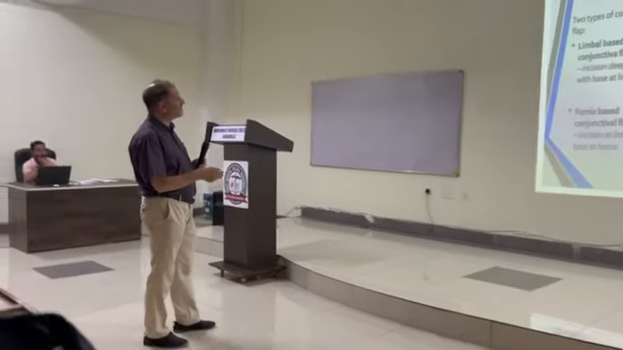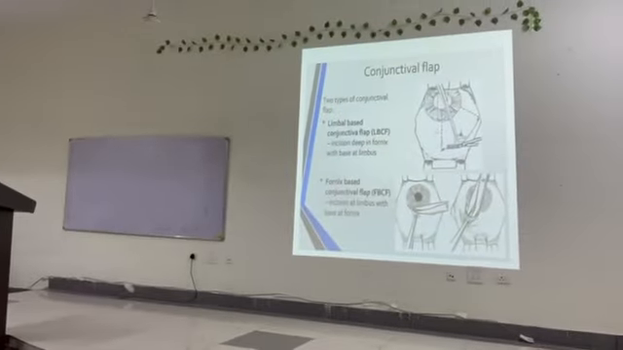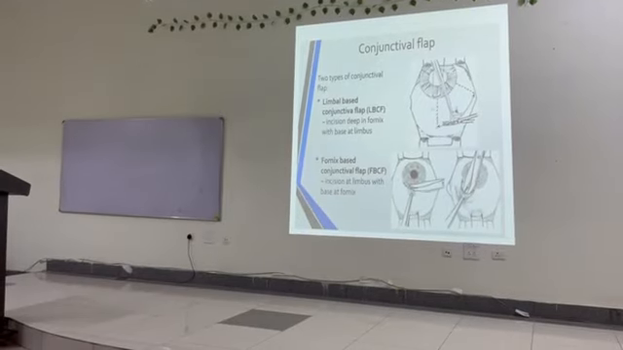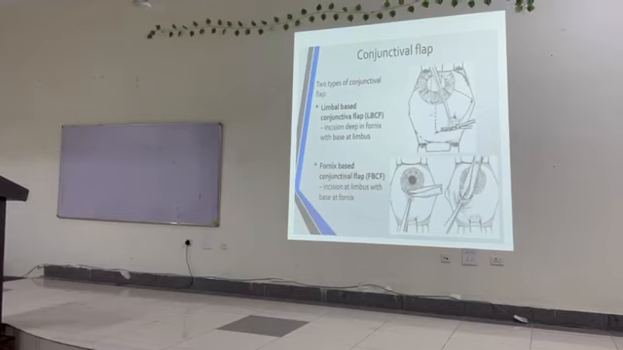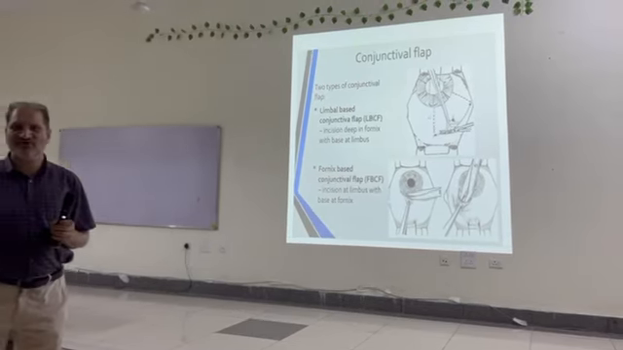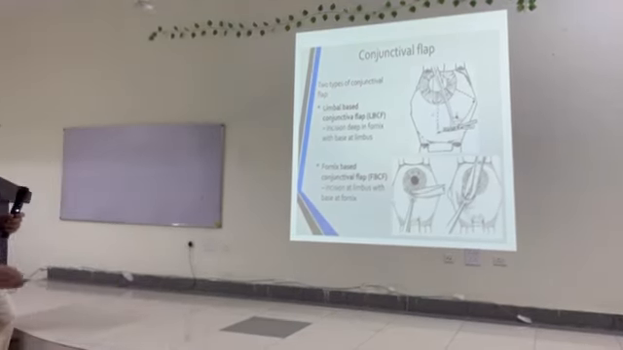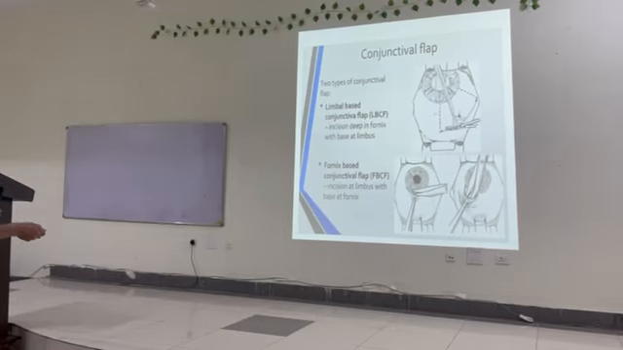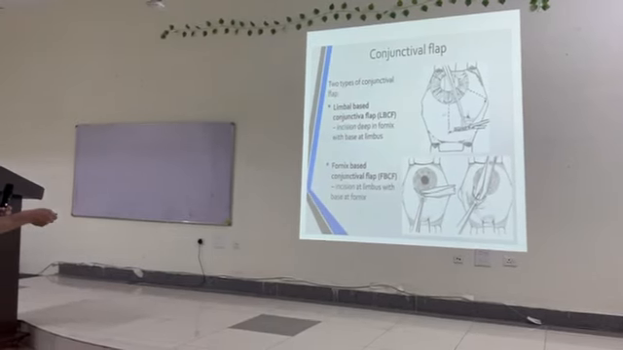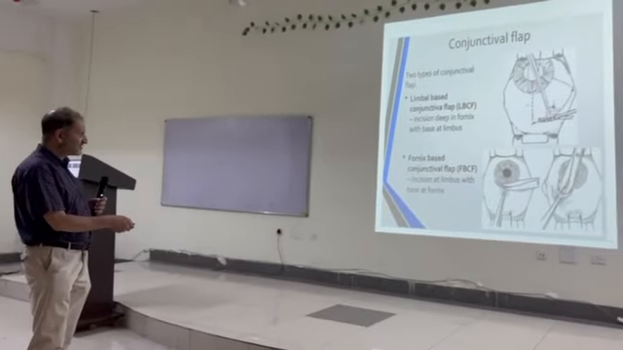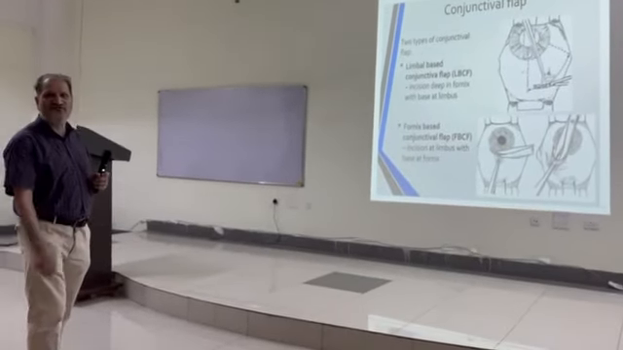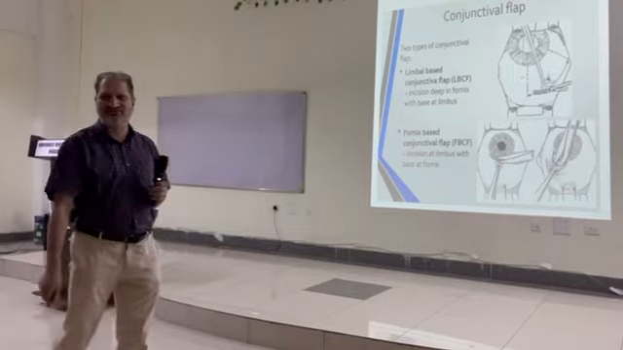This is showing you the limbal base and fornix base. What is this? Limbal base conjunctival flap. This is the limbal base because the flap base is at the limbus, and cutting is away from it. Here cutting is at the limbus. This is the fornix base. Yes, this is the difference.